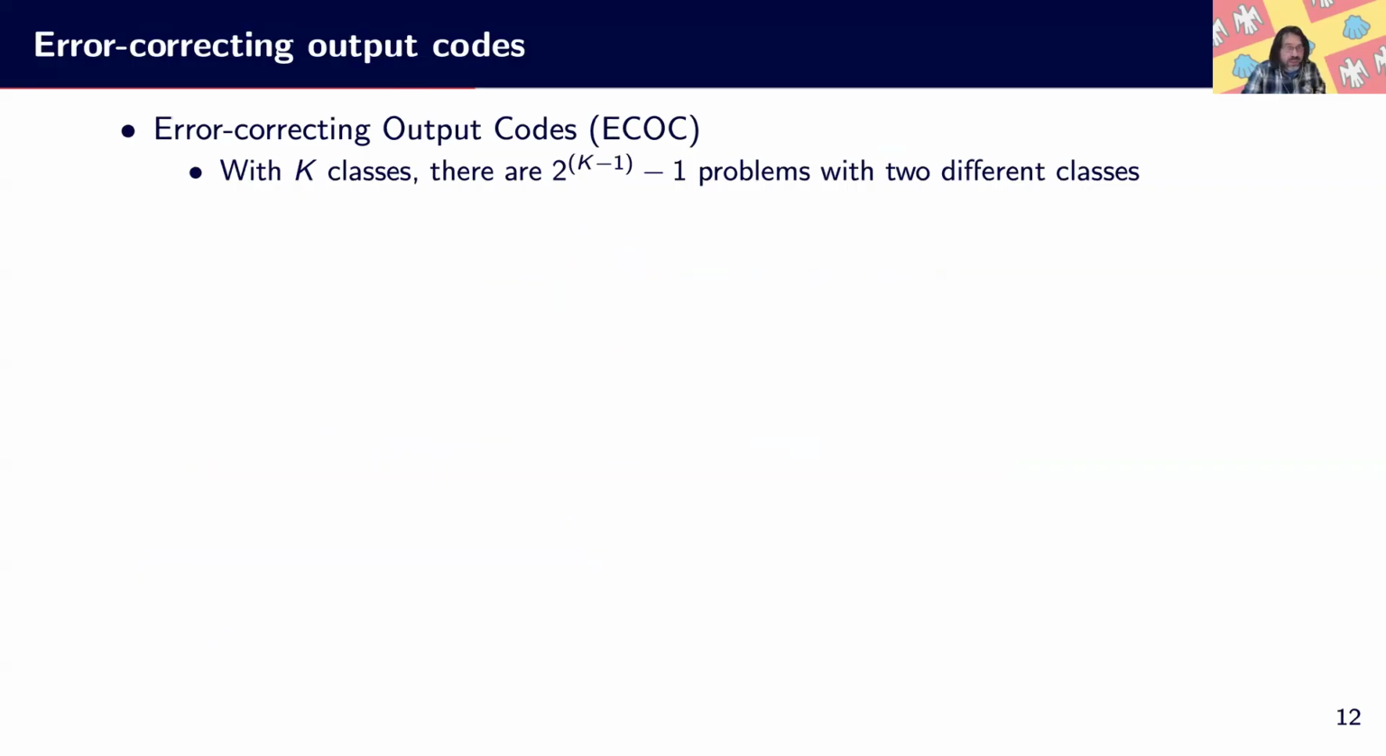So with K classes, if we were looking to enumerate all possibilities, it will be huge for K over a few classes. There are 2 power K minus 1 problems with two different classes. That's too big, and we don't want to deal with that. It's not necessarily interesting. What we want to do is to get a diversity of discriminants, and we want them to be specialized on different subsets of classes.